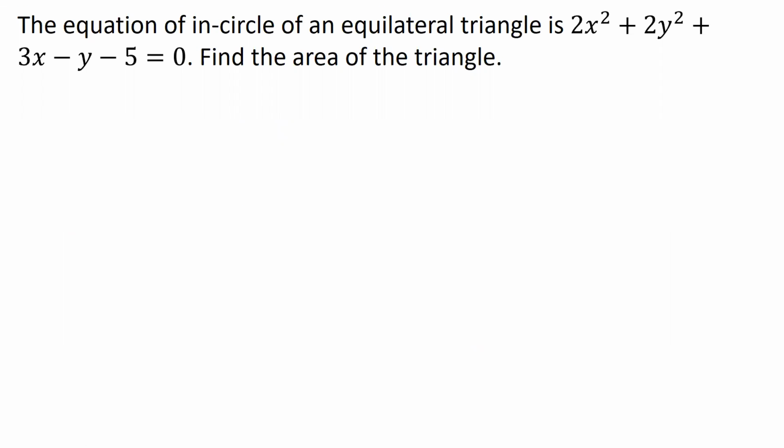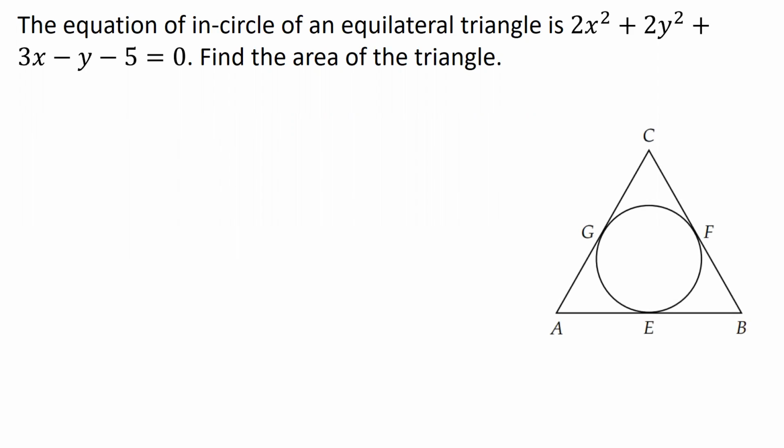The equation of the incircle of an equilateral triangle is this. We need to find out its area. So let's first of all draw the diagram. Let's assume that this is our required equilateral triangle, and this is our circle with the equation 2x squared plus 2y squared plus 3x minus y minus 5 is equal to 0. So this is that circle.